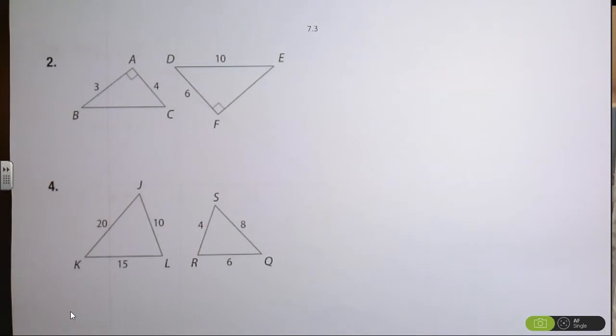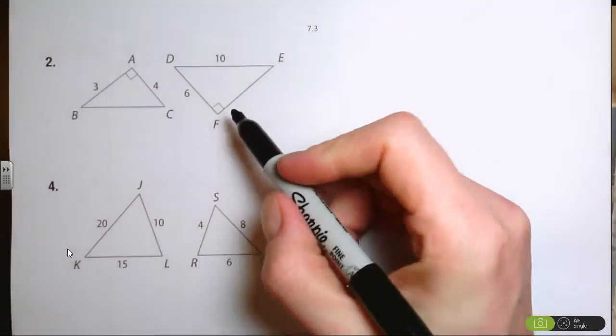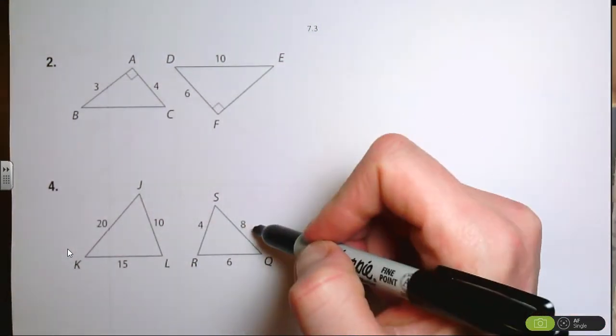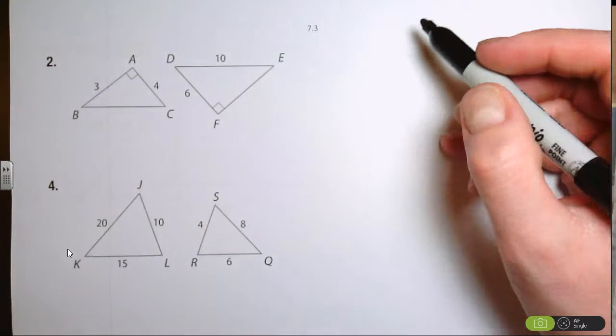Okay, so here we are. Some of the problems looked at in section 7.3 in class. Again, this doesn't cover everything, but it covers a decent part of it. So we're supposed to prove if these two triangles are similar or not on 2 and on 4. Now, we had two methods of doing that in class.